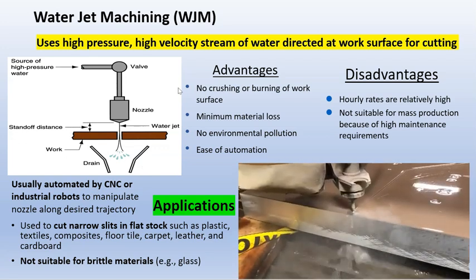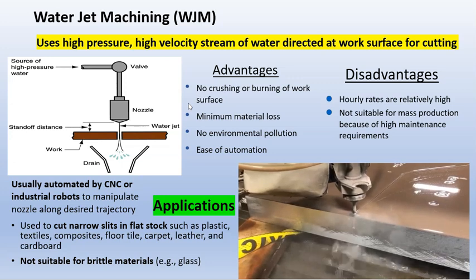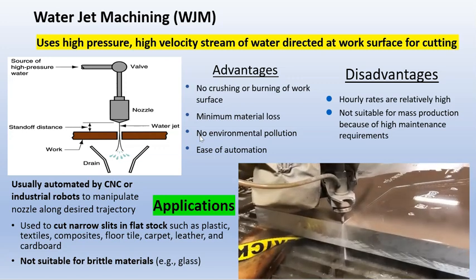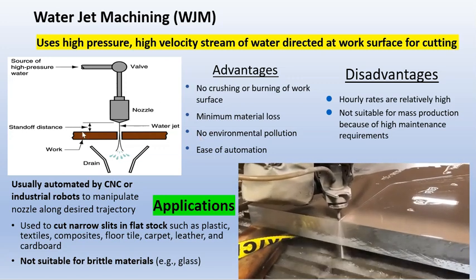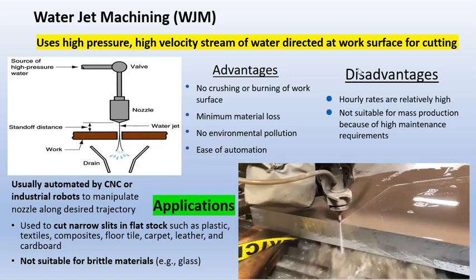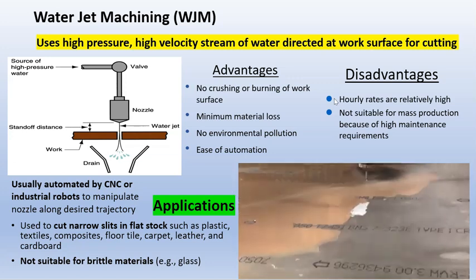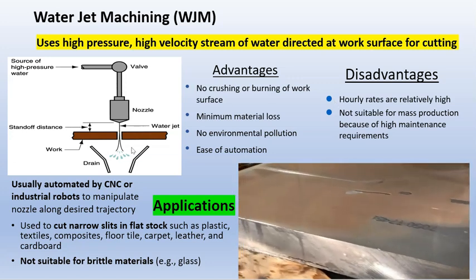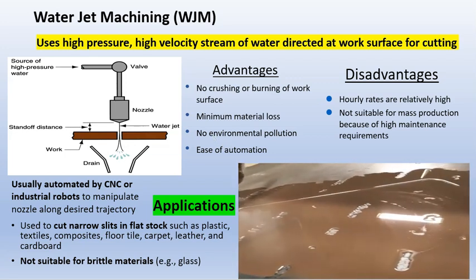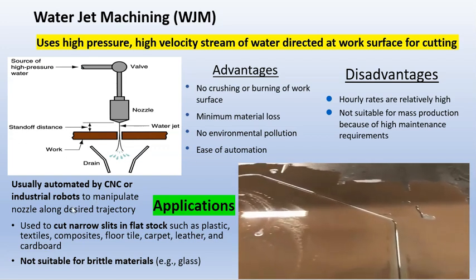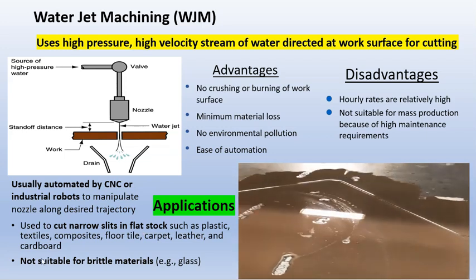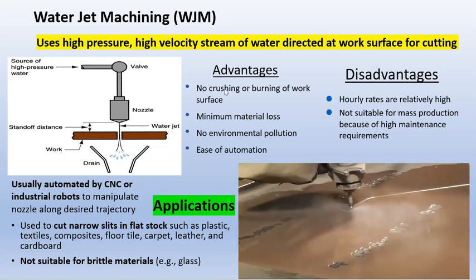And the advantages are no crushing or burning of the work surface because we're using water, minimal material loss, no environmental pollution, and ease of automation because it can be applied with a robot or CNC. The disadvantages: it will take a long time and is not suitable for mass production, okay, because of the high maintenance involved with water. So we can see here that the water jet is cutting a very thick slab of steel, used to cut a narrow slit in flat stock, and not suitable for brittle materials. So these are the processes.